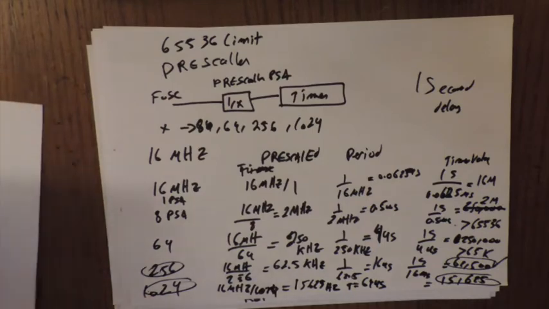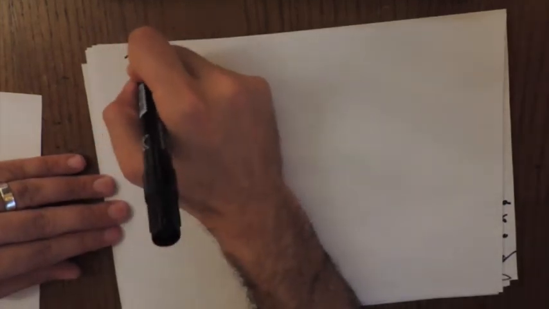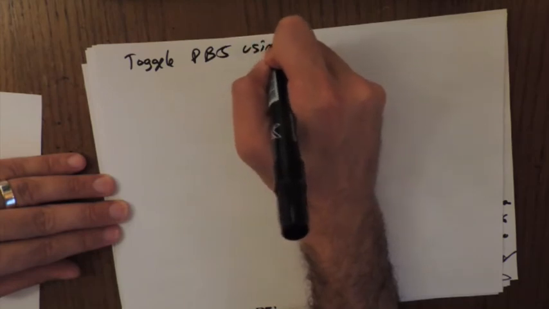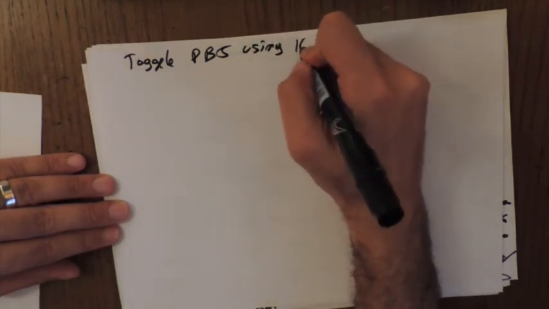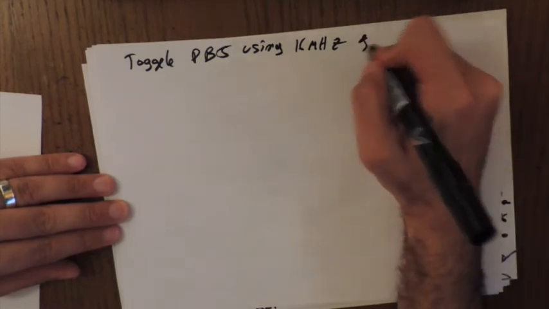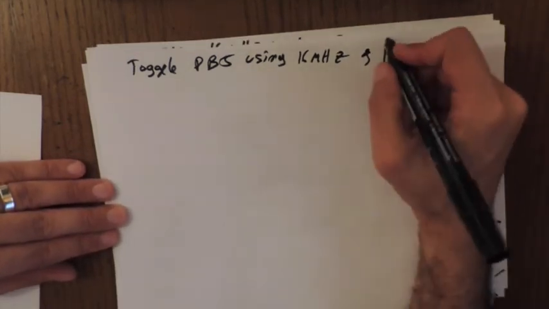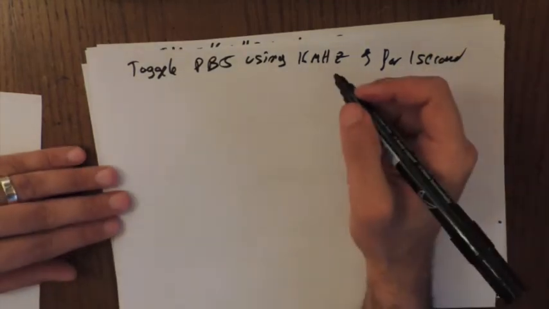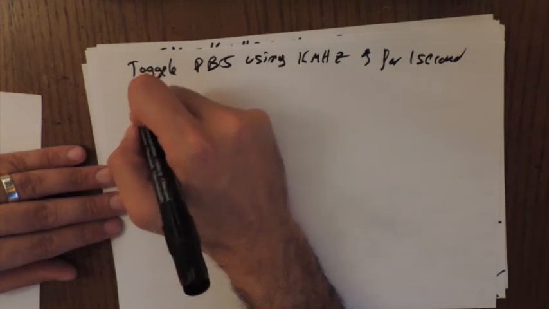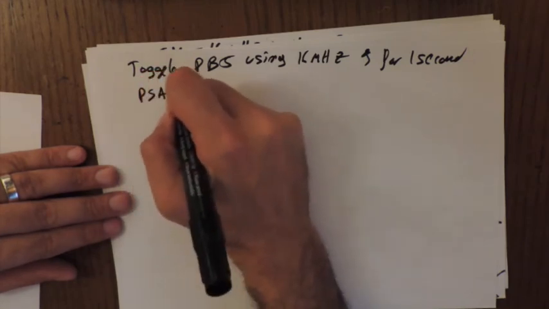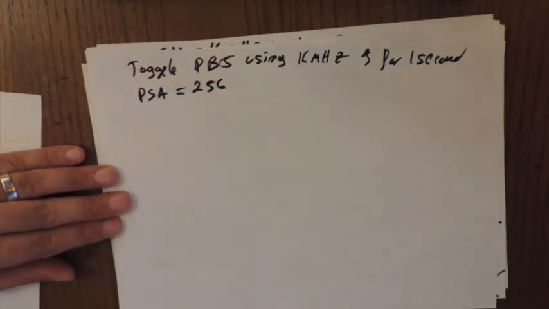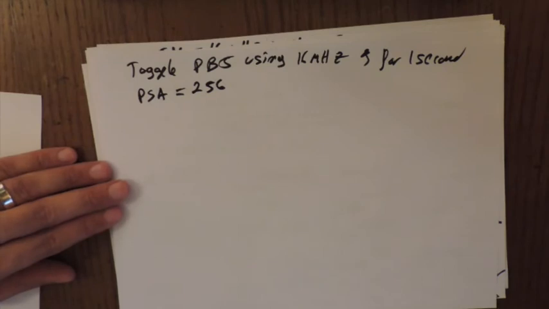So let's see how the problem changes. Let's say I want to toggle PB5 using a 16 megahertz clock for 1 second. As we said before, we're going to use a prescaler of 256. So in this case, we will do the following.